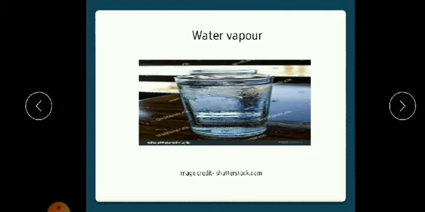You must have seen that when you place ice in a glass and it becomes very cold, droplets of water settle on its outside. It means that water is also present in air in the form of a gas.